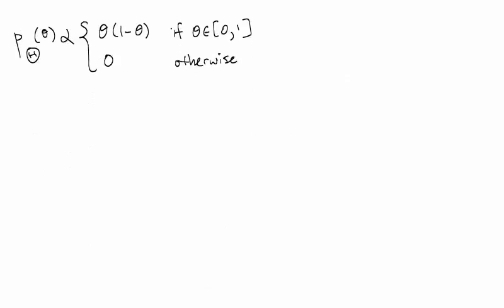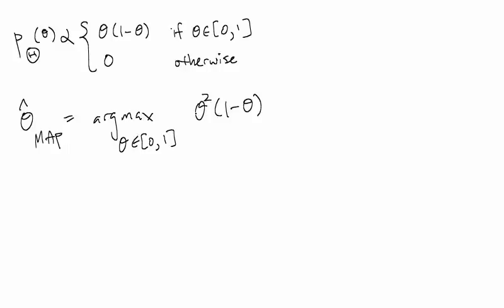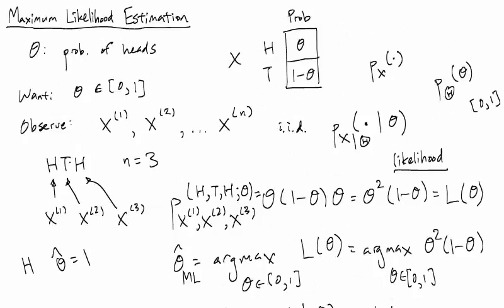Here's the first example, where p sub capital Theta of theta is given by theta times 1 minus theta, for theta within 0, 1. And so the MAP estimate in this case, theta hat MAP, is going to be equal to argmax over theta between 0 and 1 of the likelihood, which is theta squared times 1 minus theta. This comes from there being 2 heads and 1 tails in this heads, tails, heads example that we're still using.